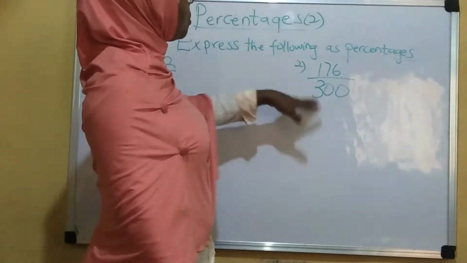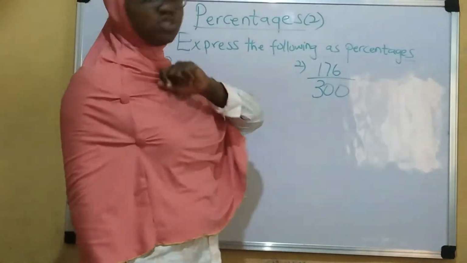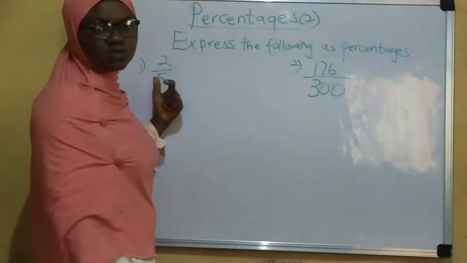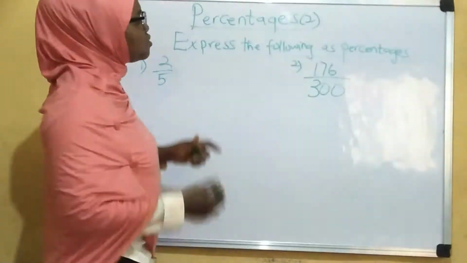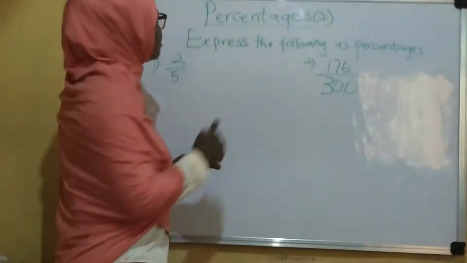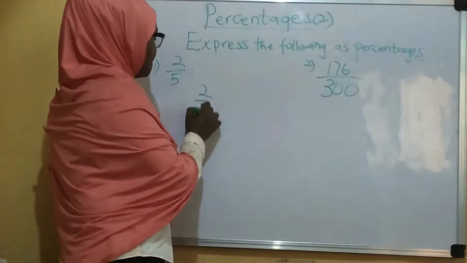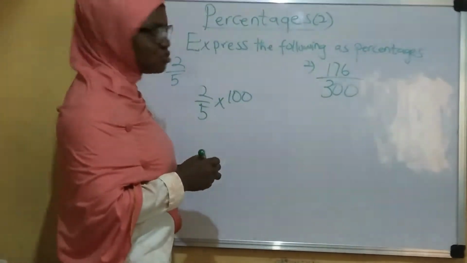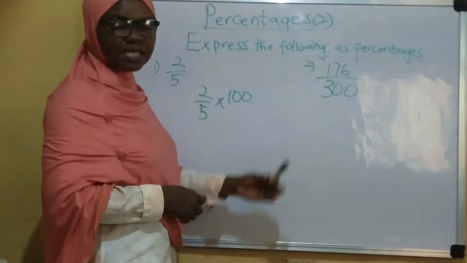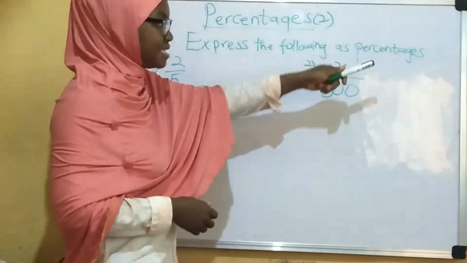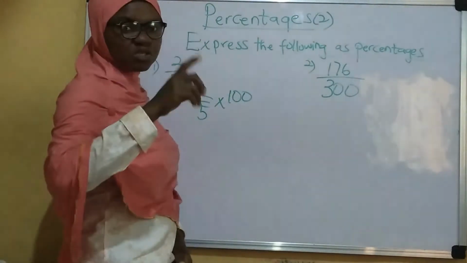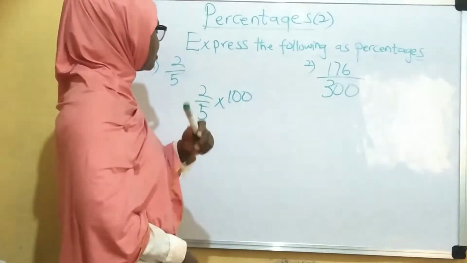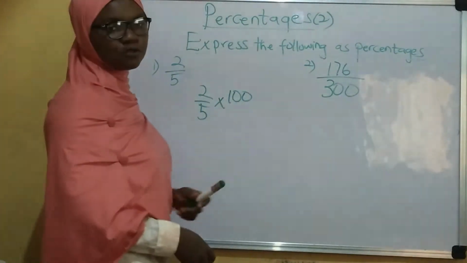Now, we want to express the following fractions as percentages. We want to move them from fractions to percentages. So this is what we do. The first one I have here is 2 over 5. If I'm going to express it as a percentage, I have 2 over 5 multiplied by 100. Why am I multiplying by 100? Because I want to express it as a percentage, and do not forget that percentage means 100. That's why I'm multiplying it by 100. Now I have 2 over 5 multiplied by 100.